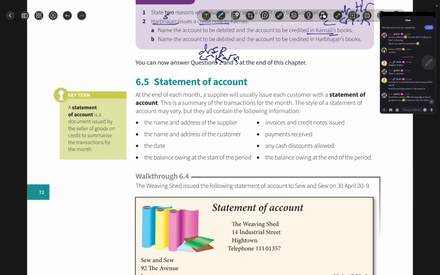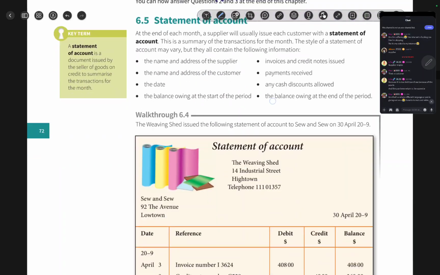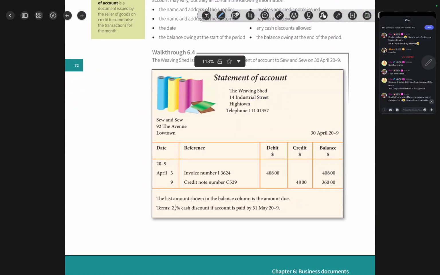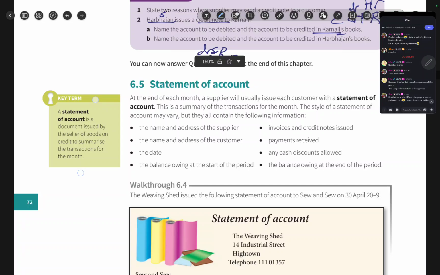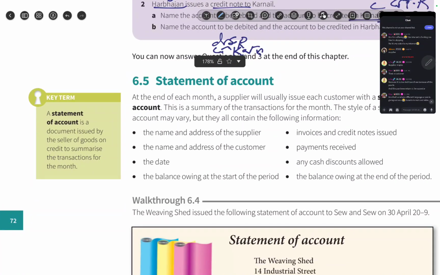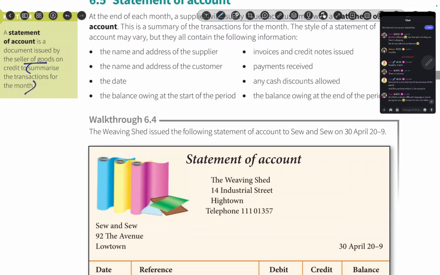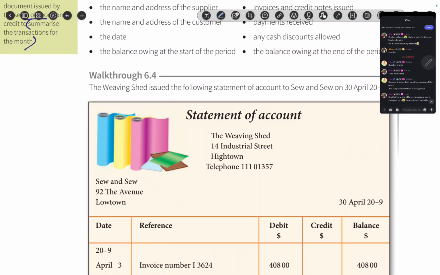Whatever. So moving on to statement of account. Statement of account is basically a summary of every single thing that happened during the month. Okay, now let's just see their definition. Statement of account is a document issued by the seller of goods, means like the supplier, to summarize the transactions for the month. Okay, so it's a summary of the month and it's made for each customer. So like let's just say I have 10 customers. So for each one of them, I'll make a statement of account.